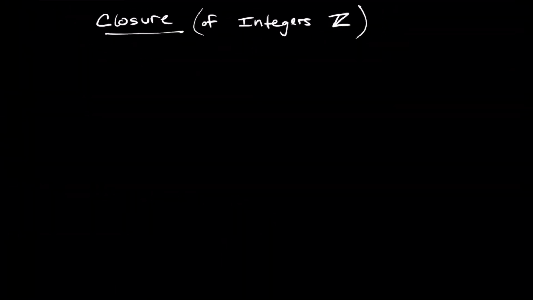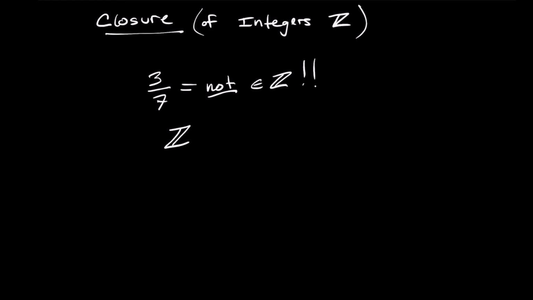Alright, closure of the integers. So if we take an integer, let's say 3, and we divide it by another integer, 7, we want to know, are we going to get another integer? It turns out no, not in this case, right? This is not inside of Z. And what that tells us is that the integers, Z, are not closed under division.